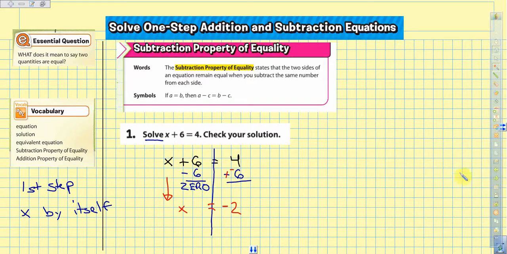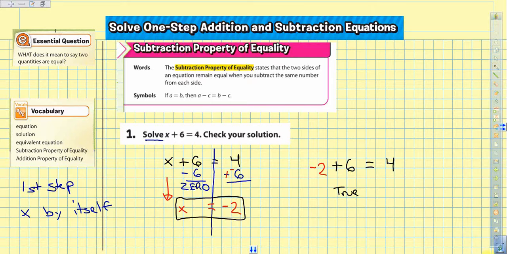Now, don't take my word for it. Let's actually test it out. If x is equal to negative 2, then instead of x, I should be able to write negative 2 and then write the rest of it. Plus 6 is equal to 4. And that is true. If you add a negative 2 to 6, you're going to get 4. So that means that my solution is x is equal to negative 2.